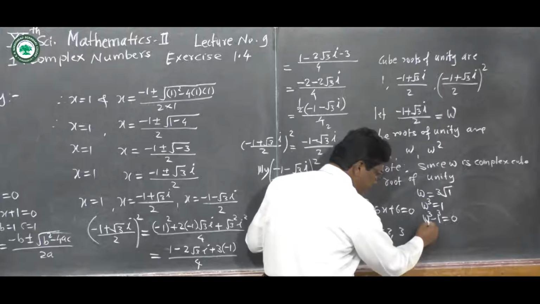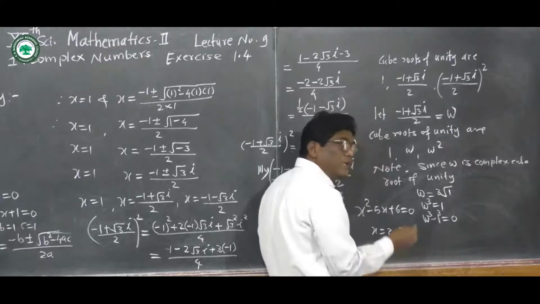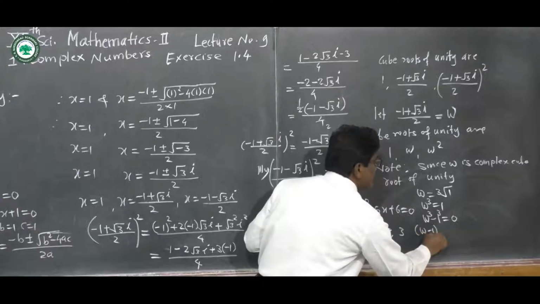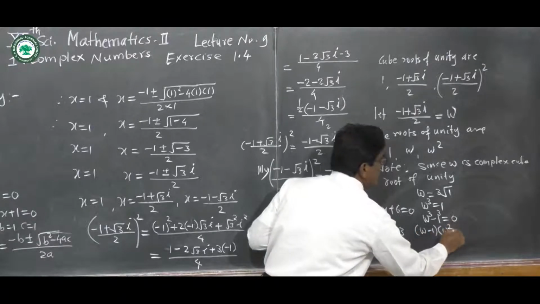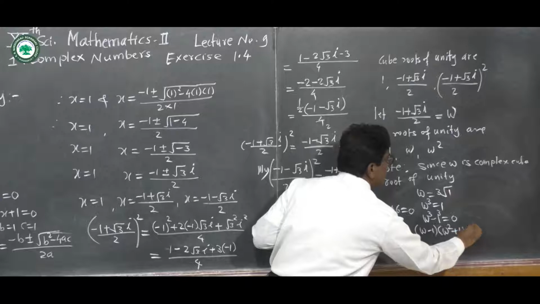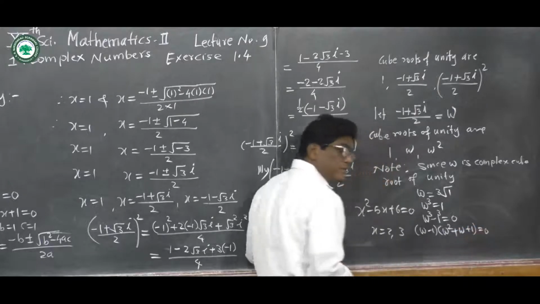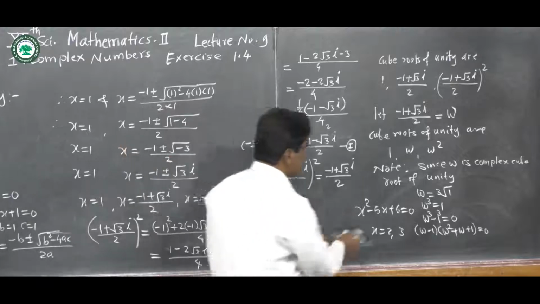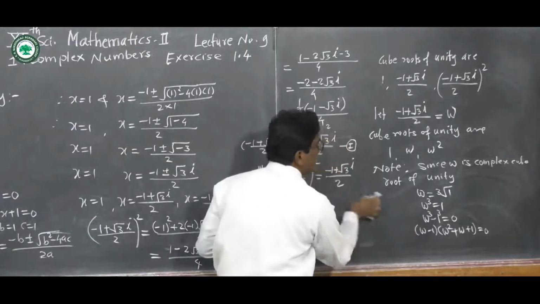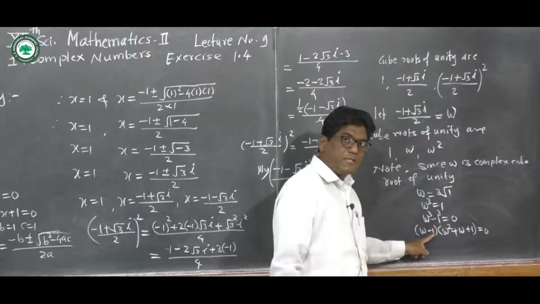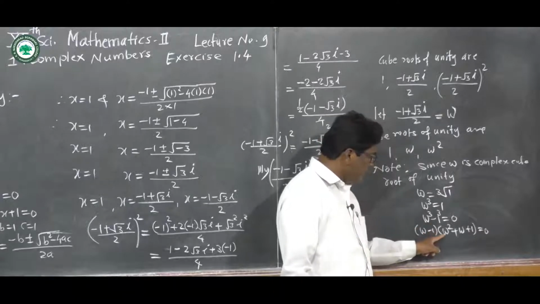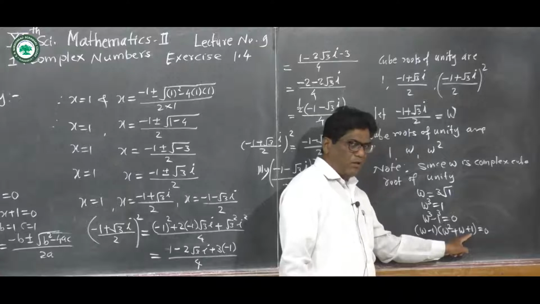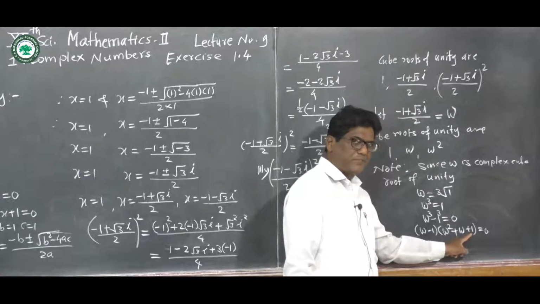So we factor this using the formula a cube minus b cube. In the first bracket omega minus 1, and in the second bracket omega squared plus omega plus 1 is equal to 0. Using the formula a cube minus b cube, it is a minus b, in the second bracket a squared plus ab plus b squared. b squared means 1 squared, that is 1.